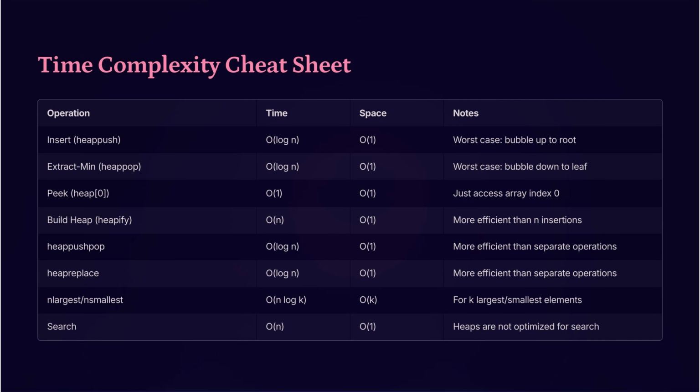Understanding heap operations is crucial for efficient algorithm design. Insertion and extraction both have O(log n) time complexity, while peeking is O(1). Building a heap is O(n), more efficient than multiple insertions. Operations like heappushpop and heapreplace optimize performance. However, searching in heaps remains O(n), as they aren't optimized for search tasks.